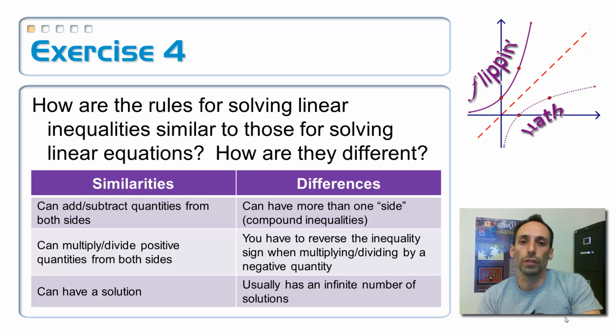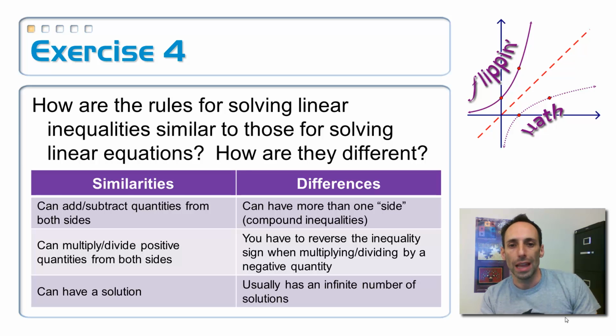And there's another difference, because we've talked about some compound inequalities. And compound inequalities, here you got two inequalities. Sometimes they're together, and so maybe there's more than one side there. So some similarities, you can add and subtract quantities from both sides of the things. You can multiply or divide by positive quantities, and it doesn't change anything. And then in either case, you expect a solution, right? Okay. So how they're different, though, is you can have more than one side.